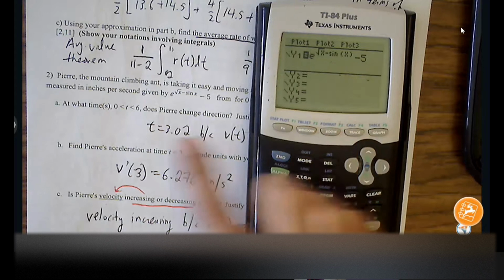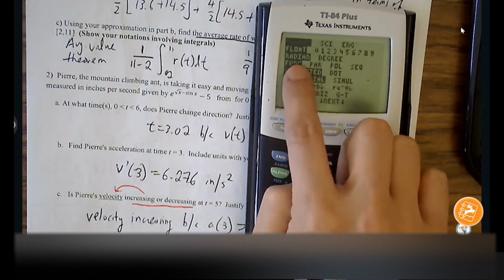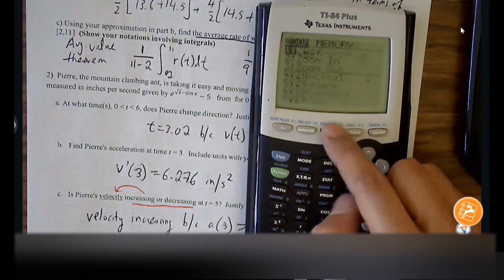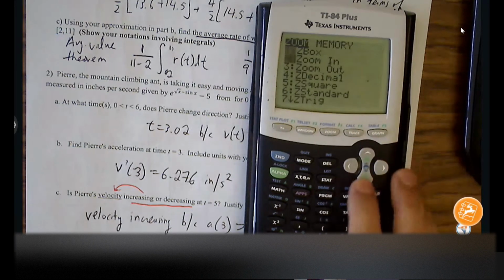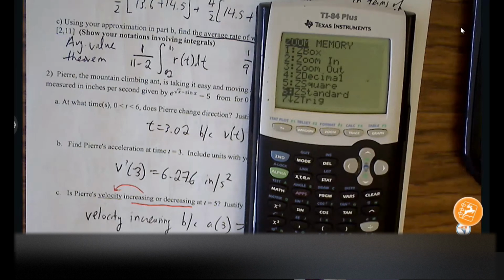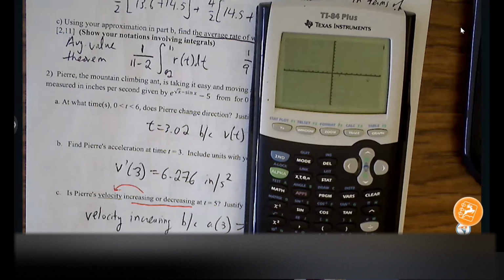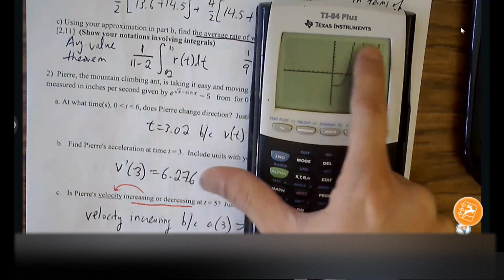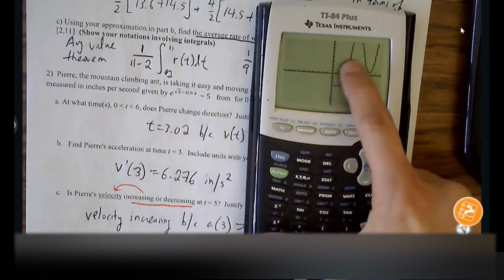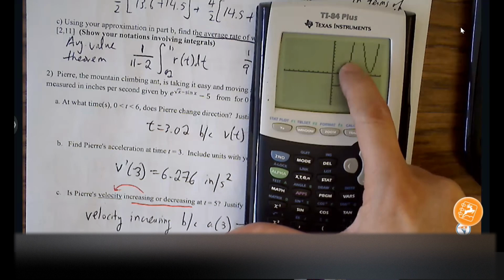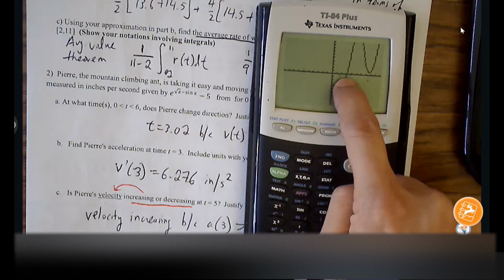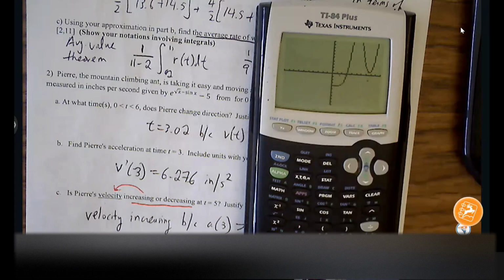And once you have that entered in, make sure that your mode is in radian mode. And then if you do zoom 6, it'll take you to a standard 10 by 10 window. And we're looking to see where he changes direction. This is the velocity function. So wherever he crosses the x-axis is where he changes direction. So negative velocity to positive velocity, but it doesn't change back. It gets close, but it doesn't change back. So there's only one change in direction.